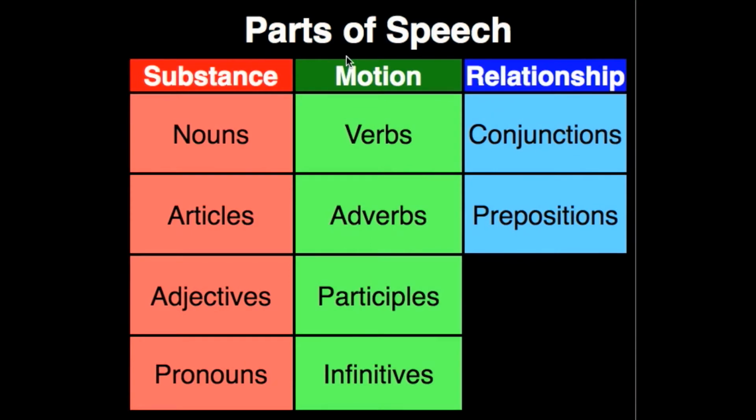So are you hyperventilating now? Are you getting nervous? Are you losing the forest for the trees? Please just remember, we're simply reviewing the parts of speech. We've looked at the substantives, our nouns, articles, adjectives, and pronouns. We've looked at our motion words, our verbs, adverbs, participles, and infinitives. And we've looked at relationship words, conjunctions, and prepositions.